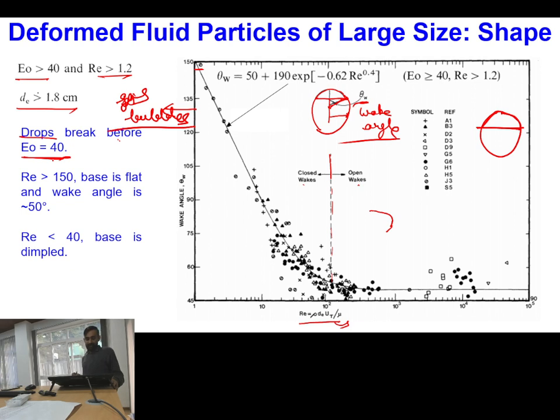the spherical cap shape. And when Reynolds number is greater than 150, typically the base is flat and wake angle is close to 50 degrees, and when Reynolds number is less than 40, in this regime you will find that the base has some oscillatory dimpled structure.